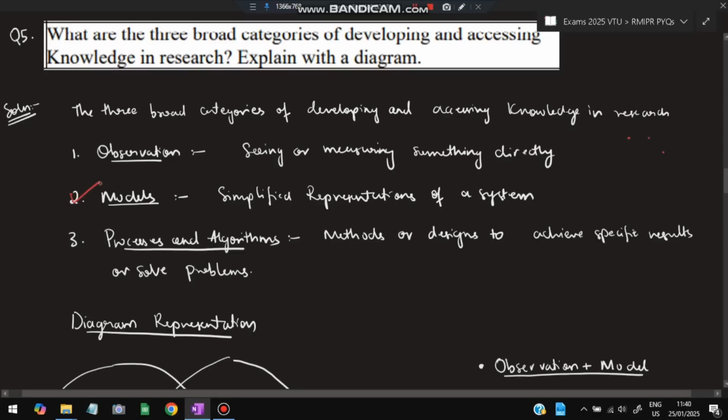Second is using models. What is a model? A model is a simplified representation of a complex system. There will be a complex system or the data can be complex. Representing it using a simple diagram or representation is called a model. It helps us to understand and interpret data from observation in an abstract way. Observation means we are getting the data and just writing it down. A model will help us to visualize the data and understand it in a better way.